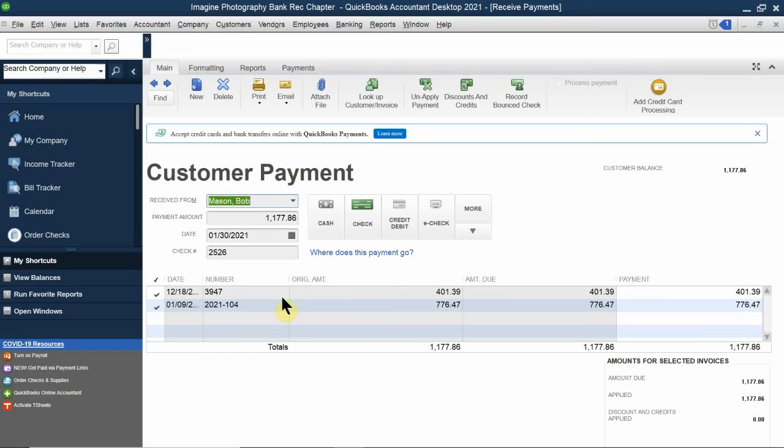We just received a check from Mr. Bob Mason, check number 2526. Now we need to record that Mr. Bob Mason actually sent us a faulty check. He didn't have enough money in his bank account. So how do we adjust or fix this error in our books?